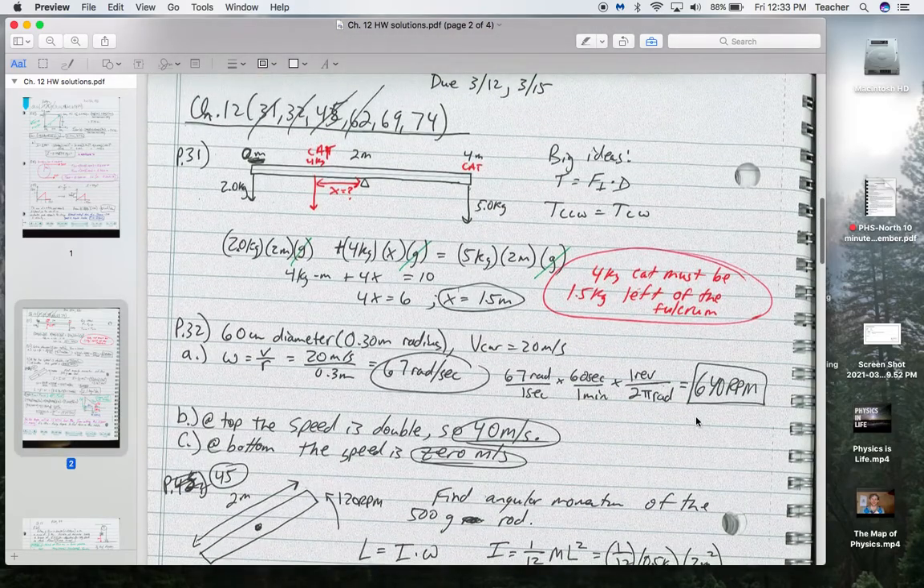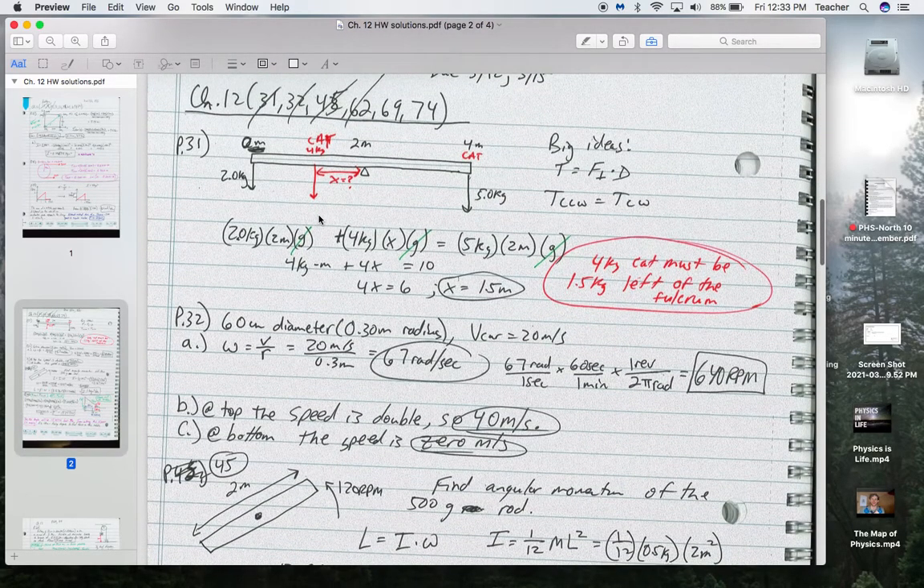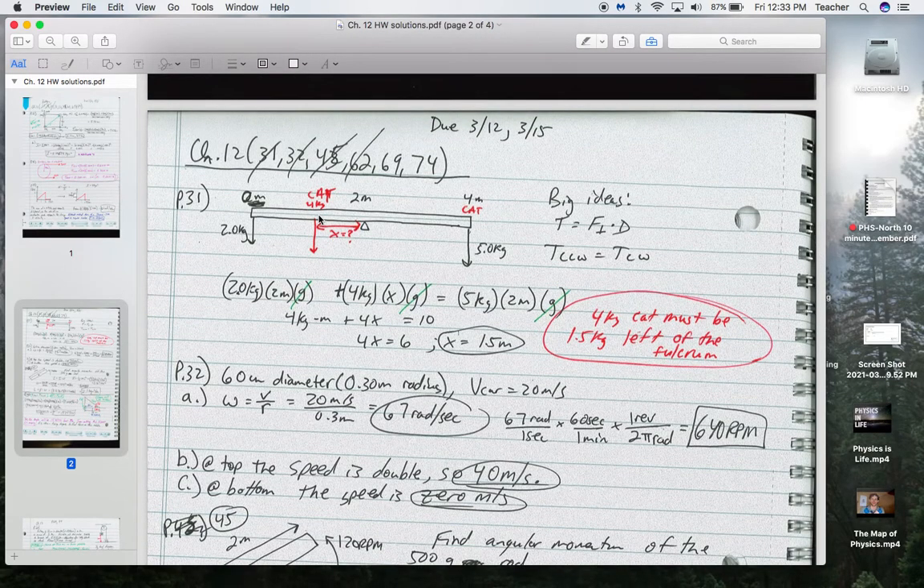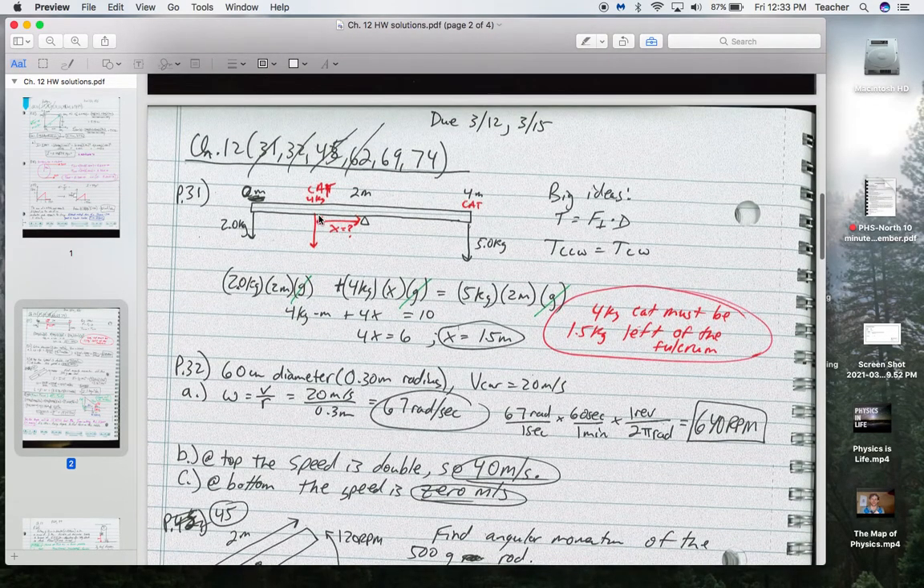For problem 31, this is a really good one to think about being able to do. I don't know why my page is a little crooked here. So you've got an object here, a cat, I think it's a food dish here, a cat here, and another cat over on the left side of this fulcrum, and you want to know where this second cat should be so that it would balance. So 5 kilogram cat, 2 kilogram dish of food.